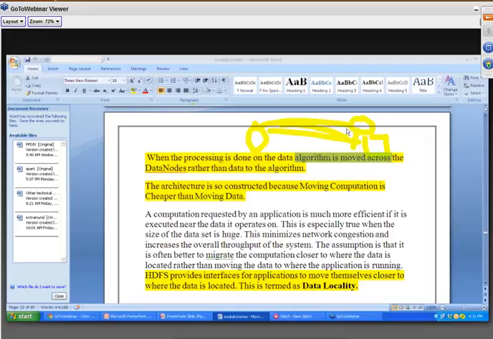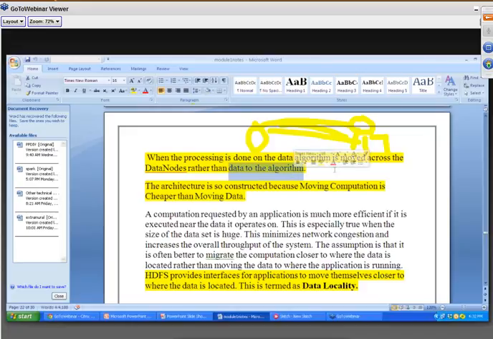But with Hadoop, it is different. Wherever data is there, let it be. We are not going to move data, because moving data is very expensive these days compared to placing the algorithm. Where the data is, not an issue. We are going to make use of Sqoop or Flume to import data into the HDFS, and then I am going to run an algorithm, because moving the algorithm is simple and cheap compared to moving the data, which is very expensive. That's what I am telling here. When the processing is done on the data, the algorithm is moved across the data nodes rather than the data to the algorithm.